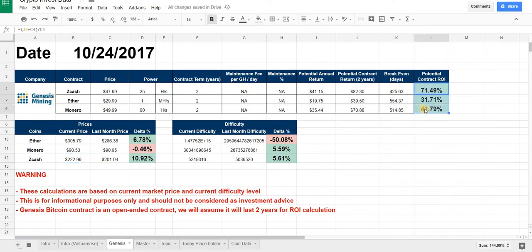It is because our coins have gone up a little bit since yesterday. But these numbers are still not looking too good, so no Genesis Mining for me at the moment. Remember, these calculations are based on the current market price and the current difficulty level. This is for informational purposes only and should not be considered as investment advice.